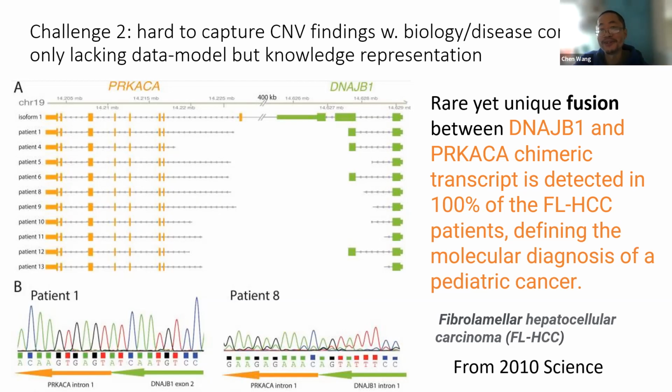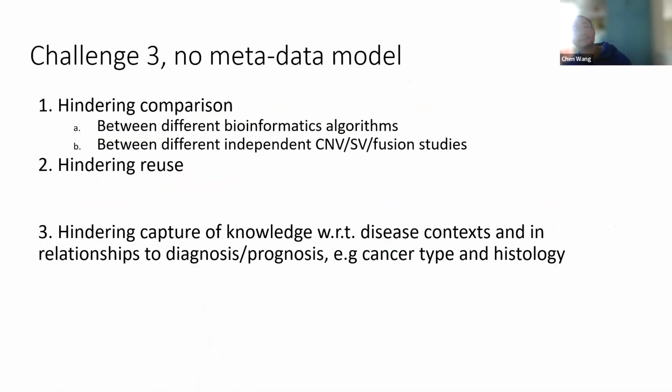But such kind of important, rare, but clinically important structure variant change, only if we can calculate it computationally and have data representation, then we can trigger even clinical decision support. And by the way, if you search this fusion in cBioPortal, the cases you find will be from this fibrolamellar liver cancer. It's diagnosis implicated.